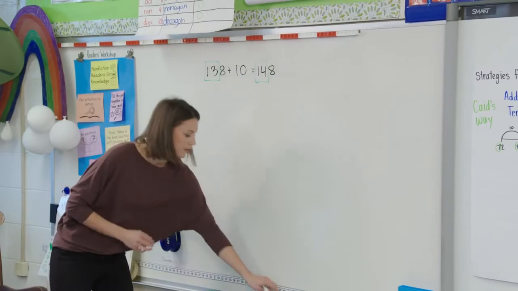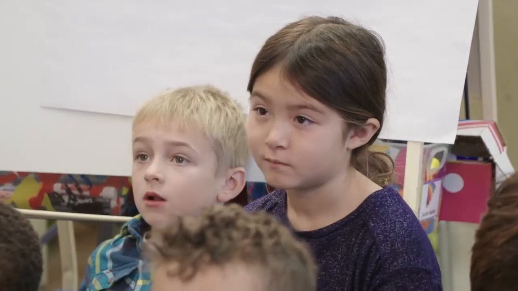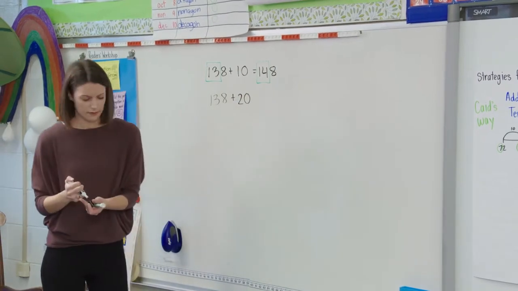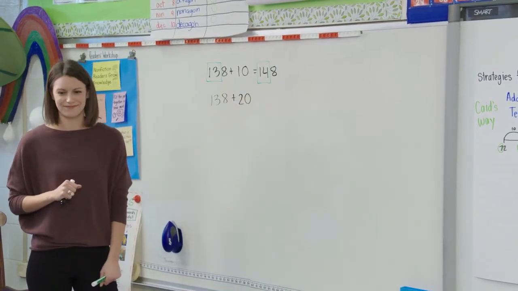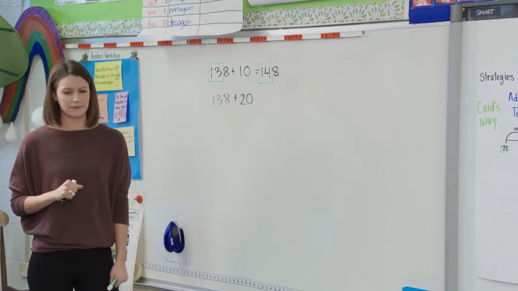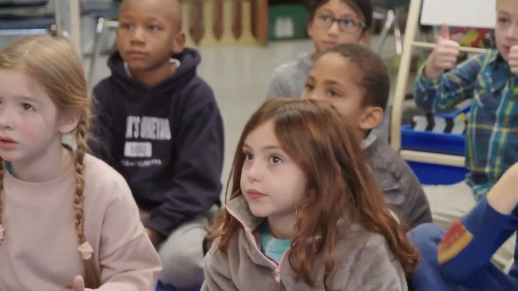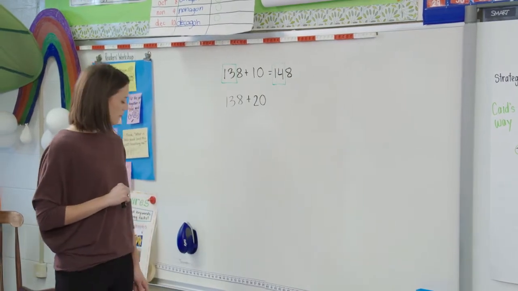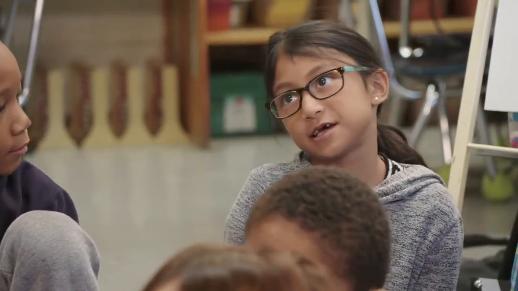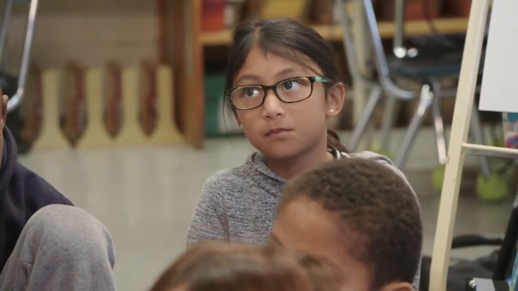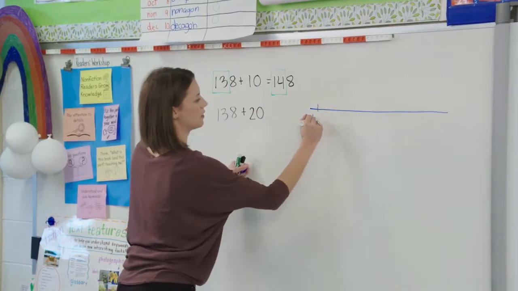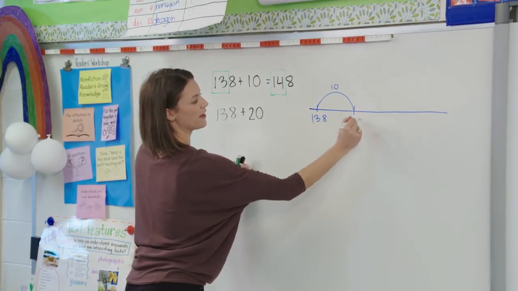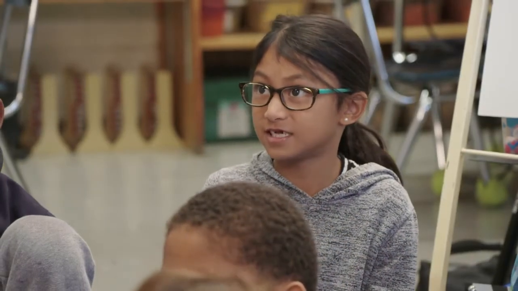Let's do another one. Thumb on your knee when you're ready. Can you see that marker? Nice and loud, Lena. Share your thinking. I looked at the last problem. 138 plus 10 is 148. Plus another 10 is 158. And I looked at the answer and it got me to 15.